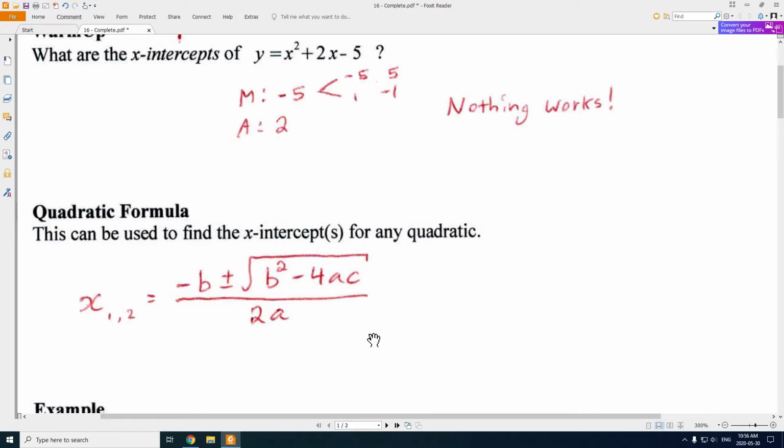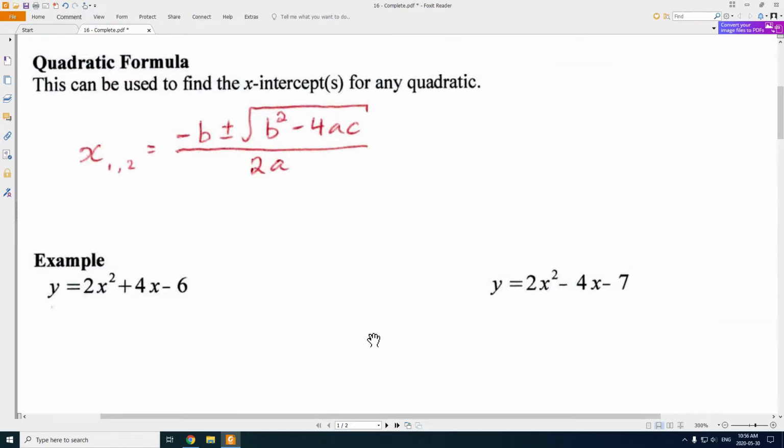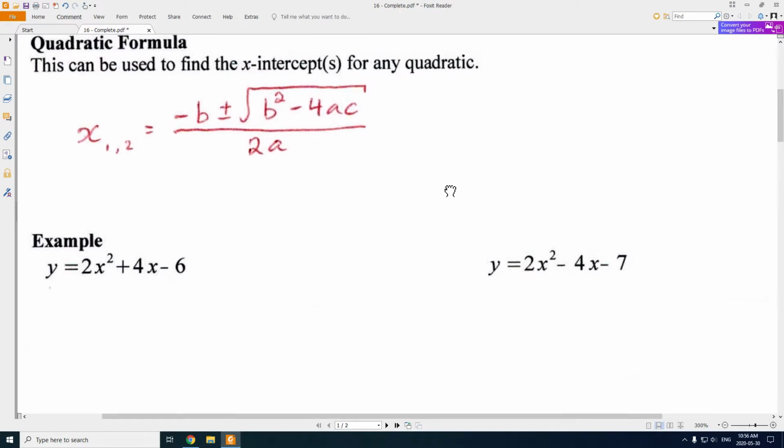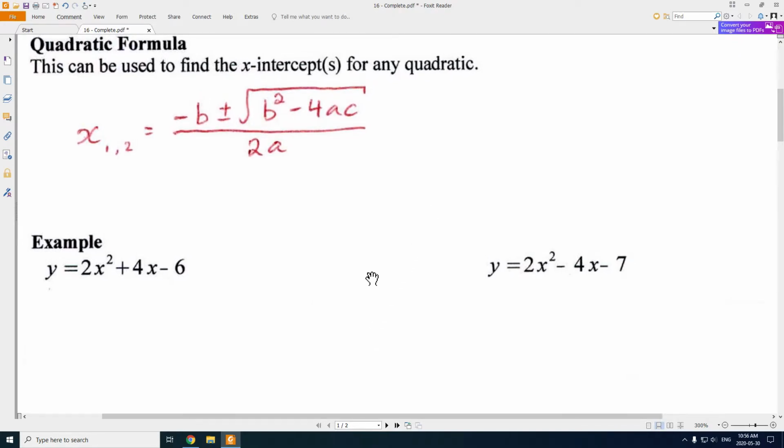All right, let's do some examples. First one: y equals 2x squared plus 4x minus 6, and it's just asking what are the x-intercepts. Could I factor this one? Maybe, right? I could probably pull out a 2 and then try and factor. But hey, if I want to know the x-intercepts, I could instead just go right to my quadratic formula. It might be a scenario where I actually can't factor. I don't really know until I try. So let's just solve it with the quadratic formula this time.